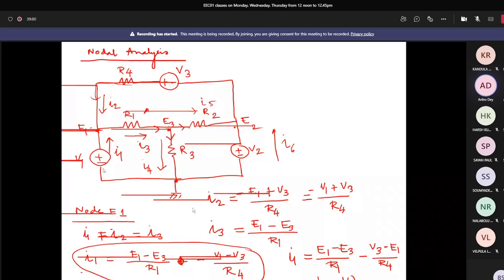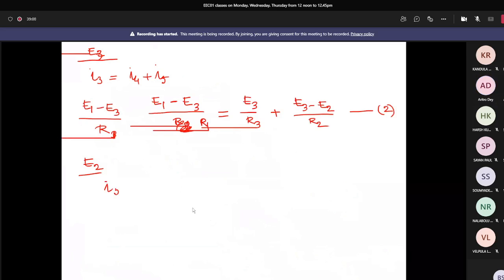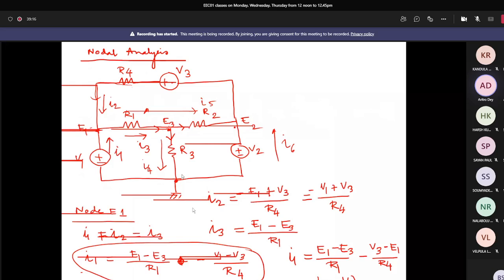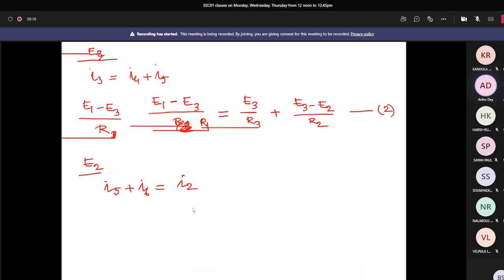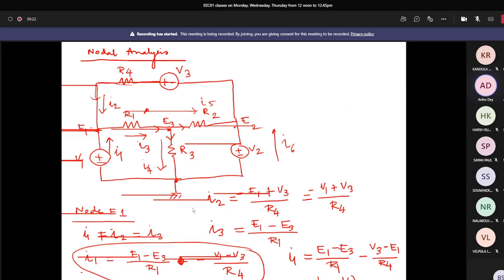It is I5 plus I6 equal to I2, isn't it? So I5 plus I6 equal to I2. So I5 we cannot write directly, I6 and then I5 you can write, which is E3 minus E2 divided by R2. This is I5.